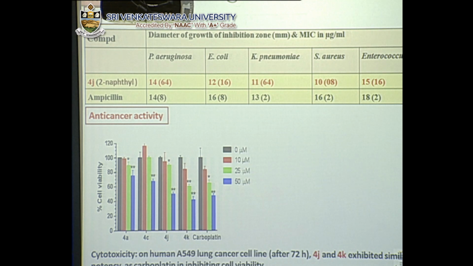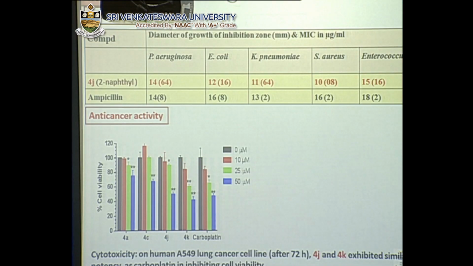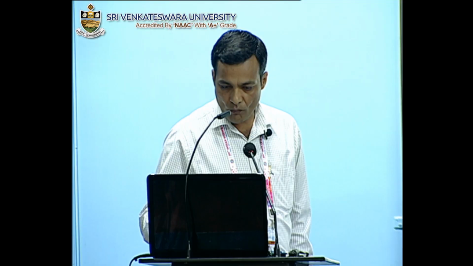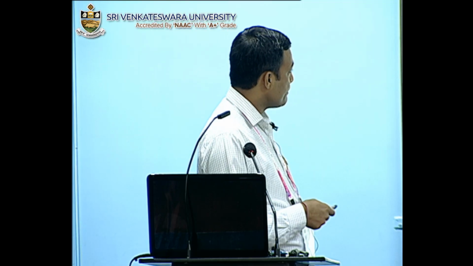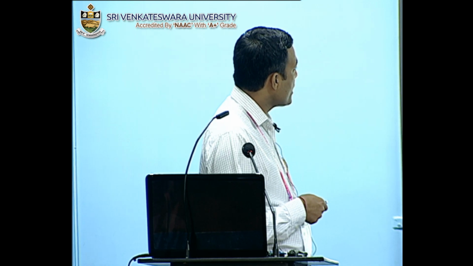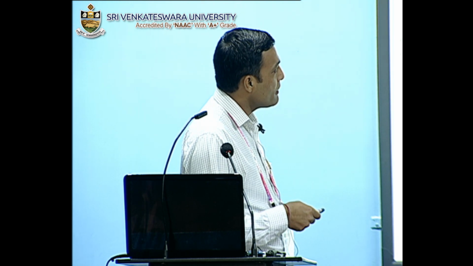Biological evaluation: in case of antibacterial activity, only one compound, that is 4J with a 2-naphthyl derivative, was found active. However, in case of anti-cancer activity on the human A549 lung cancer cell line, 4K and 4J exhibited similar potency as carboplatin, a clinically used drug, in inhibiting cell viability at this concentration. The effect of the compounds on plasmid DNA under UV radiation showed that compounds 4C and 4D resulted in complete DNA degradation even at 1 microgram. See here, C and D.